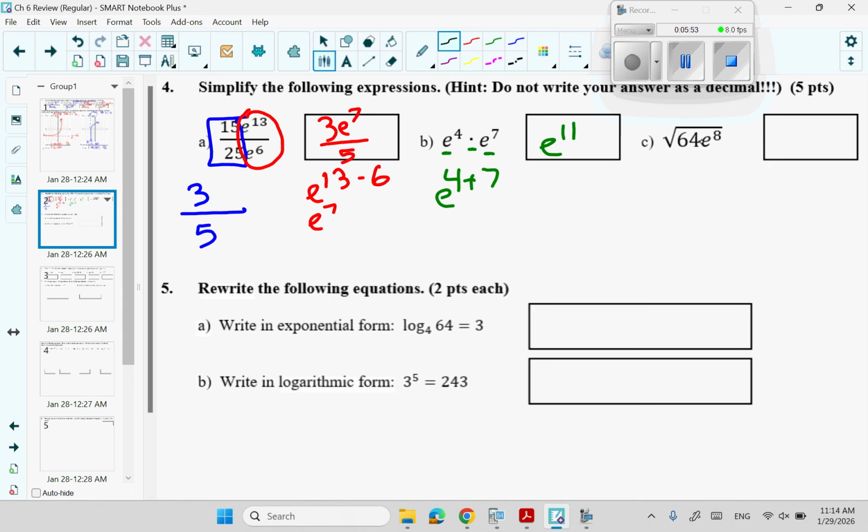Here, because I'm multiplying on the inside or dividing on the inside of a radical, I can do them separately. So I can do the square root of 64 and the square root of e to the 8th. Well, the square root of 64 is pretty easy. That's going to be 8.